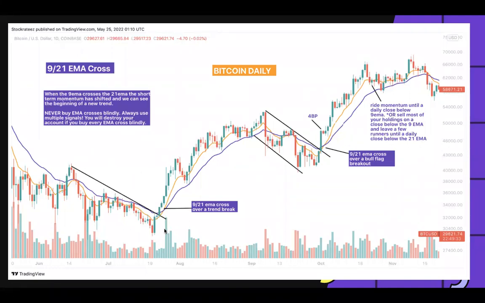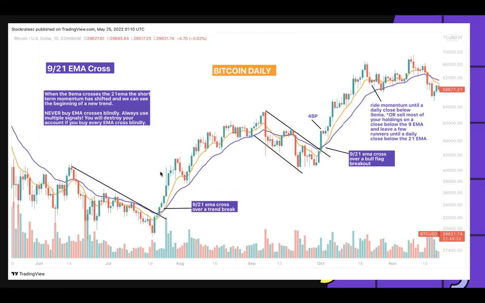Here we have that trend break. And then we got our 9/21 EMA cross right at the trend break. So that's two reasons to take the trade. And then we can ride it. And this 21, remember, acts as pullback support. You could add some more here, or maybe that was your entry at the 21.